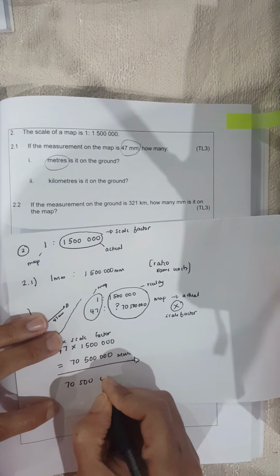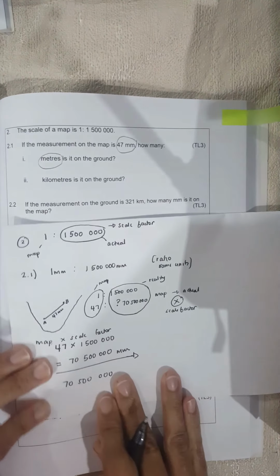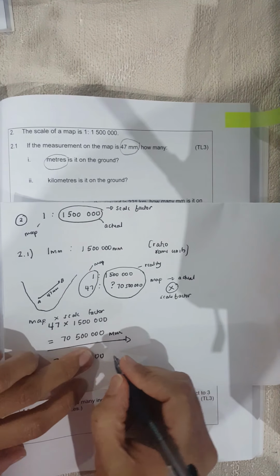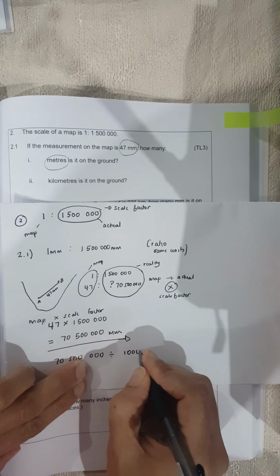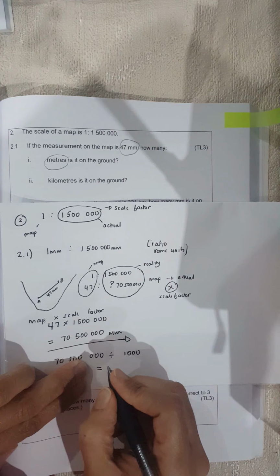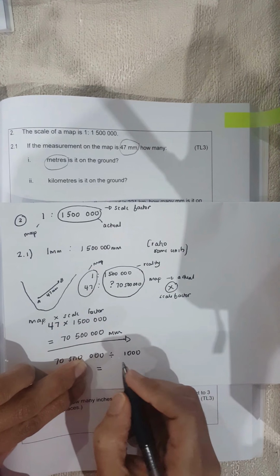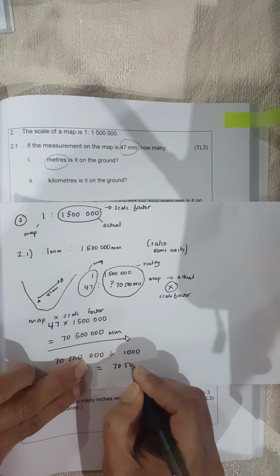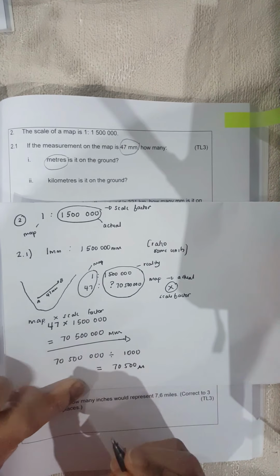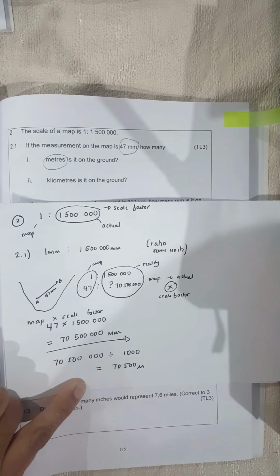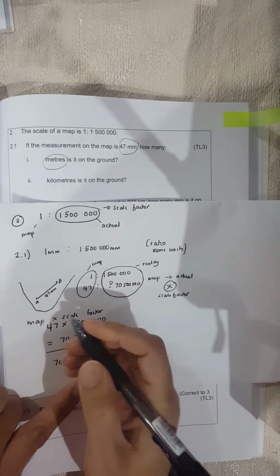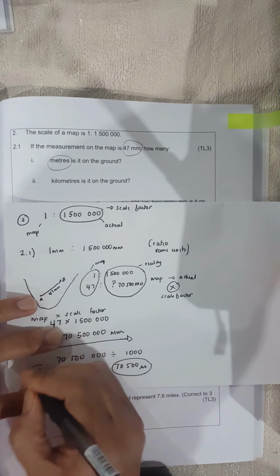I hope you can see what I'm writing there. Sorry. Okay, 70.5 million divided by 1000 is going to give me 70,500 meters. Now we want to still carry on. So we've got meters, and that was part 2.1.